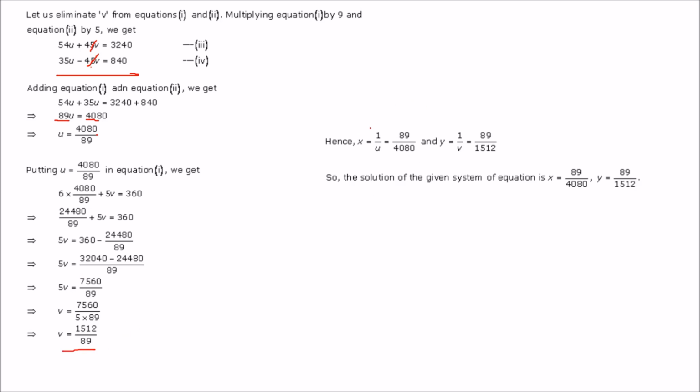Now this is u and v. In order to get x and y, just take the reciprocal. 89 here, 4080 here. So this is x. Now 89 here, 1512 in the denominator. This will be your y.